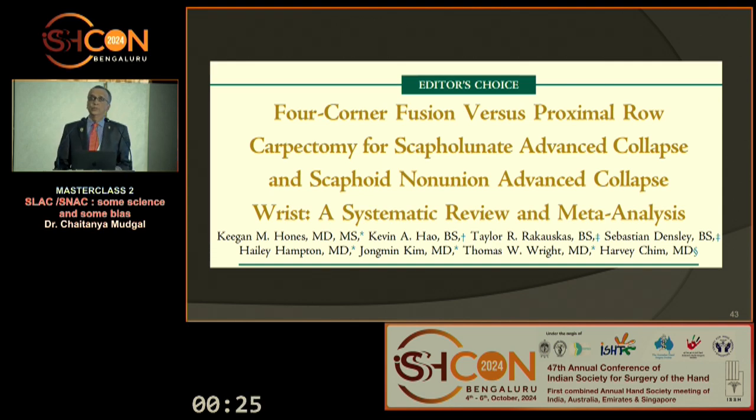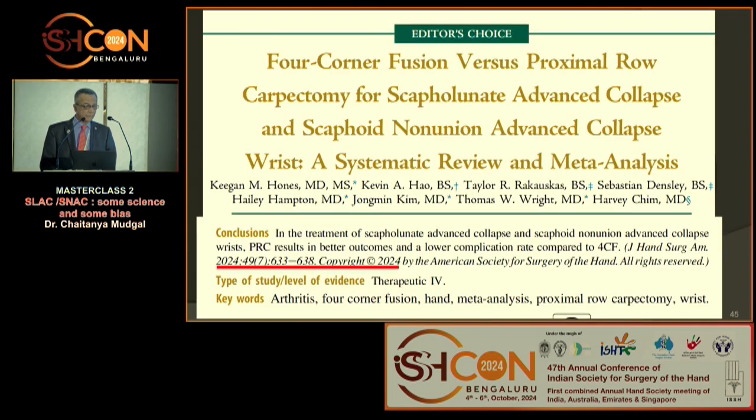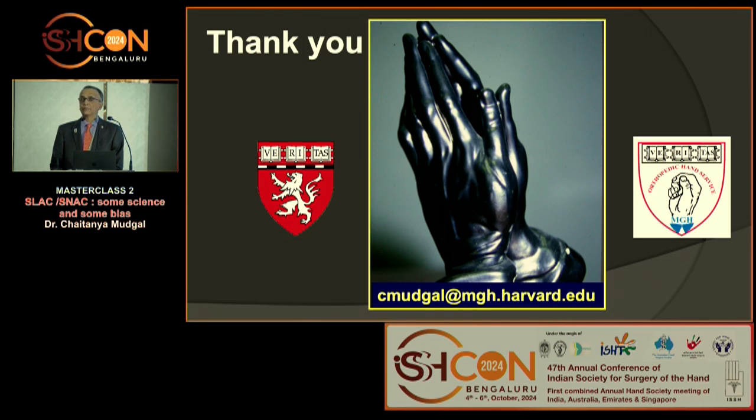Yesterday I emphasized to you the pyramid of evidence-based medicine. And at the top of the pyramid was the systematic review or the meta-analysis. Here's a meta-analysis: 61 studies, over 3,000 wrists, 54% PRC, 46% four-corner. PRC much better, grip strength not significantly different, conversion rates much higher for four-bone, non-union rates also higher, and 2.2% hardware removal. Is this my opinion? No. 2024, printed just a few months ago. That's where I'm going to stop.